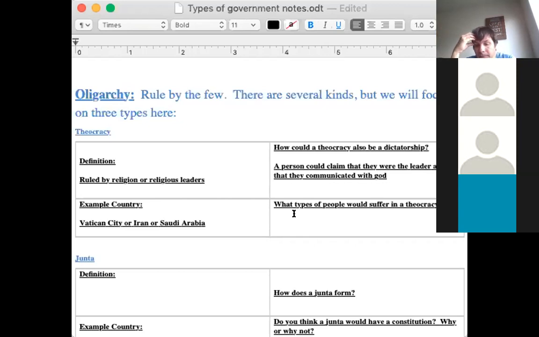Okay, who would suffer in a theocracy? People who are considered non-believers? Yeah, people who don't believe in the religion. Non-believers, people of other religions. So if you're in a Muslim theocracy and you happen to be atheist or Jewish or Christian, could you see where maybe their laws might persecute you? Yes. Or vice versa. If you lived in Vatican City and you're not Catholic, you'd be kind of left out, wouldn't you? Make sense? All right.